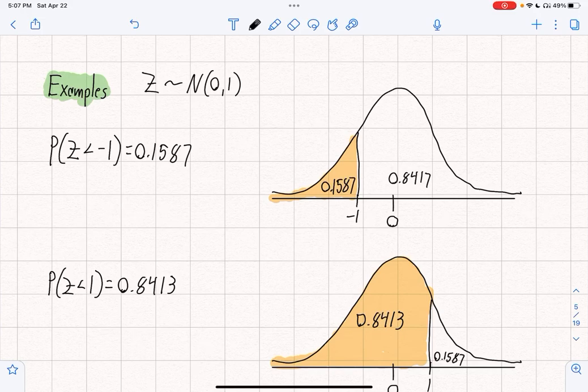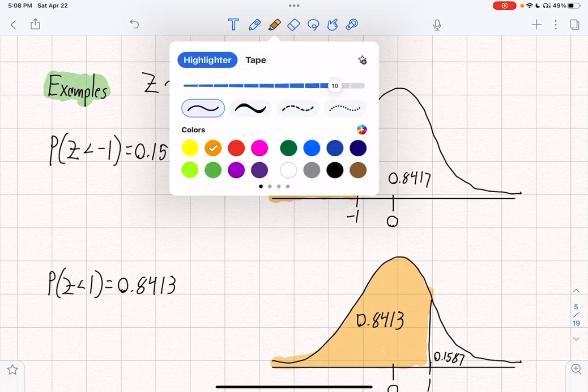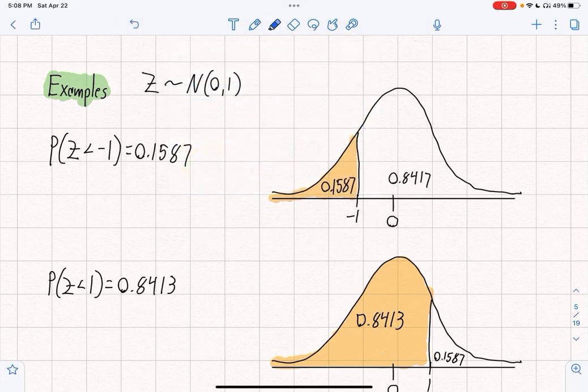Okay, since the last video I cleaned my pictures up a little bit, I just want to point out a couple things. So, for example, in this first problem, probability that z was less than -1, we found that to be 0.1587. But if you recall, the total area under the curve needs to be 1. And so I was able to calculate the area to the right of -1, so this 0.8417.